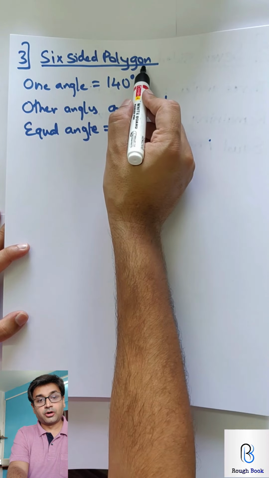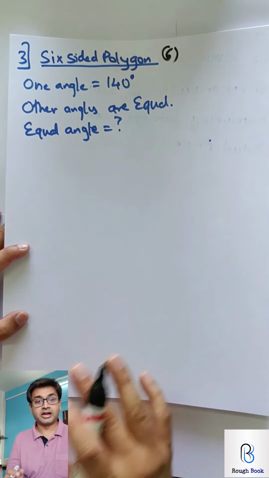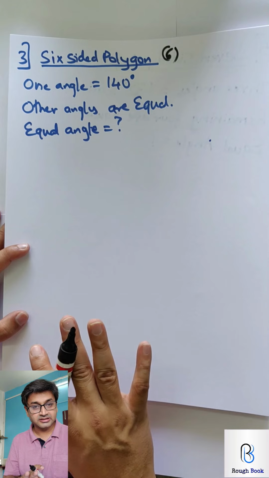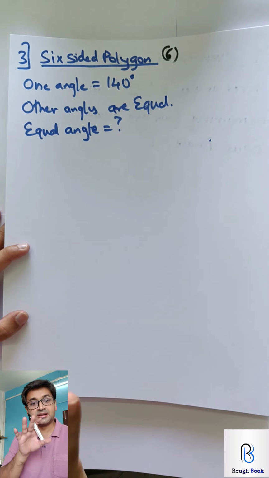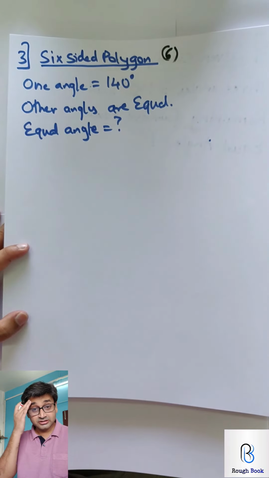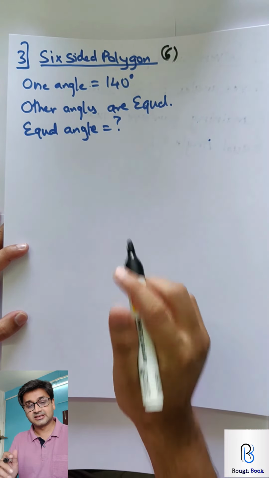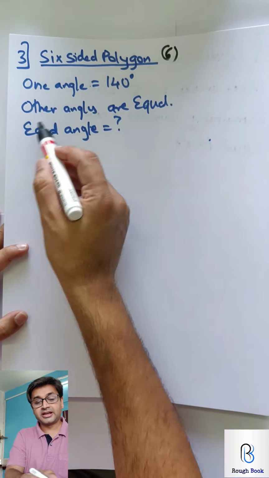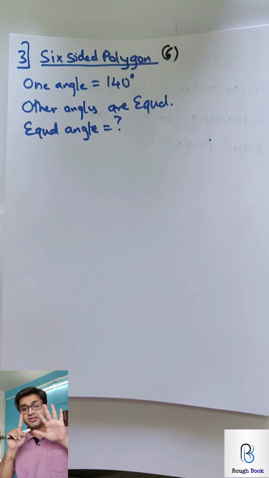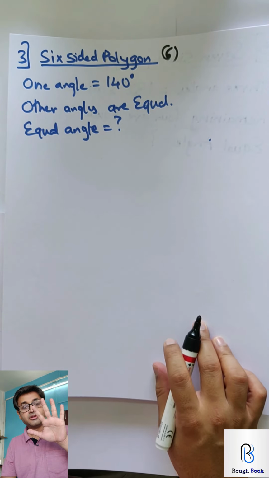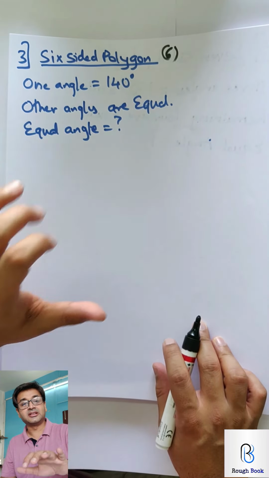This is a 6-sided polygon. So 6-sided polygon, that means the number of interior angles are 6, number of exterior angles are 6 and number of sides are 6. Number of interior, number of exterior, number of sides, all are 6. One angle is 140 and other angles are equal. How many angles we said? 6. 1 is 140. How many left? 5. We will call each of these remaining 5 angles as x.